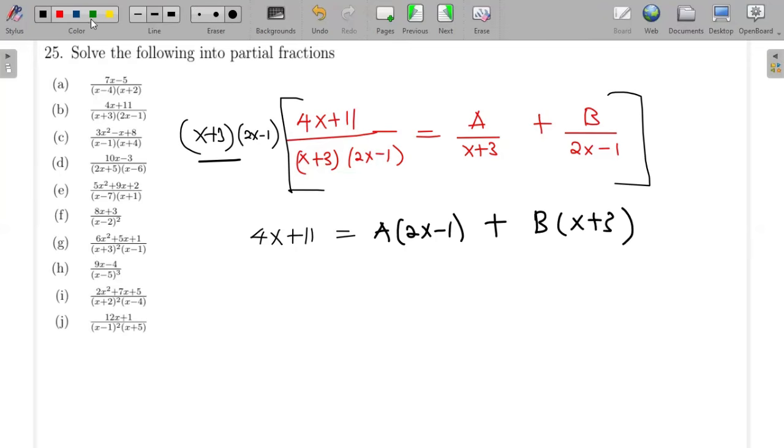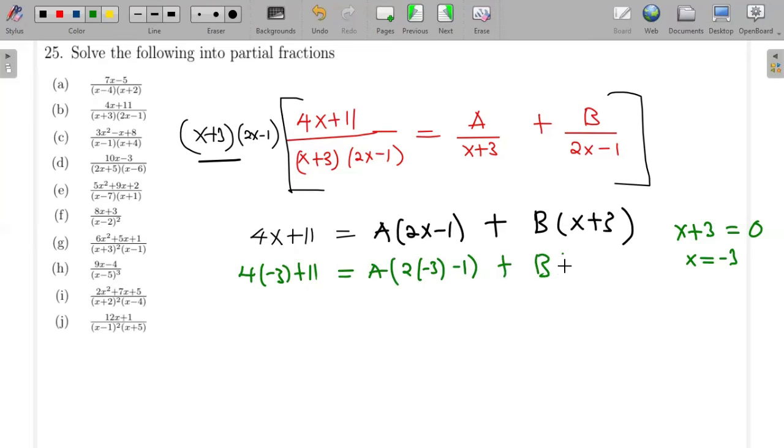Okay, so to find the value of a, I need to eliminate the b. I can only eliminate this b if I say x plus 3 is equal to 0. So that will mean that x is equal to minus 3. So 4 times minus 3 plus 11 is equal to a times (2 times minus 3 minus 1) plus b times (minus 3 plus 3). So you see that this here becomes 0.